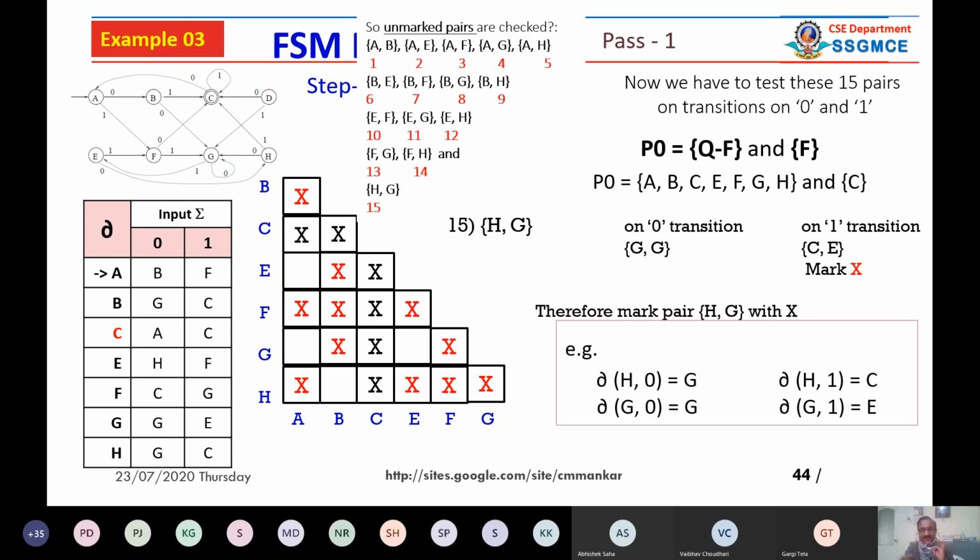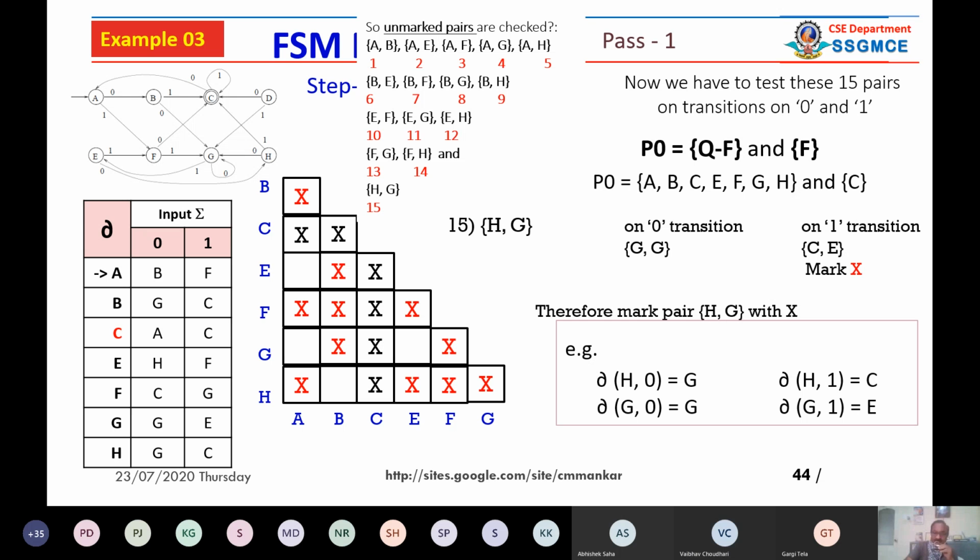Now we have done only one pass. We have not checked the remaining pairs. Here see, count the number of blank squares. 1, 2, 3 and 4. 4 squares are there, right? So we have to recheck it in pass 2. We will do the same procedure and we will try to see if more partitions are possible or not.